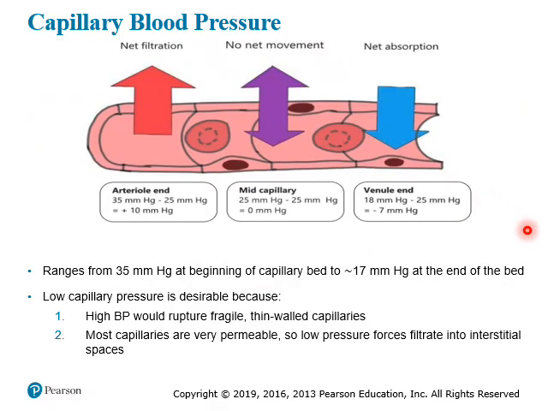Capillary blood pressure. There is actually a pressure gradient inside the capillary, most especially as you move from the arterial aspect going towards the venule aspect of the capillary. It ranges from 35 millimeters of mercury at the beginning of the capillary bed to about 17 millimeters of mercury at the end of the bed.